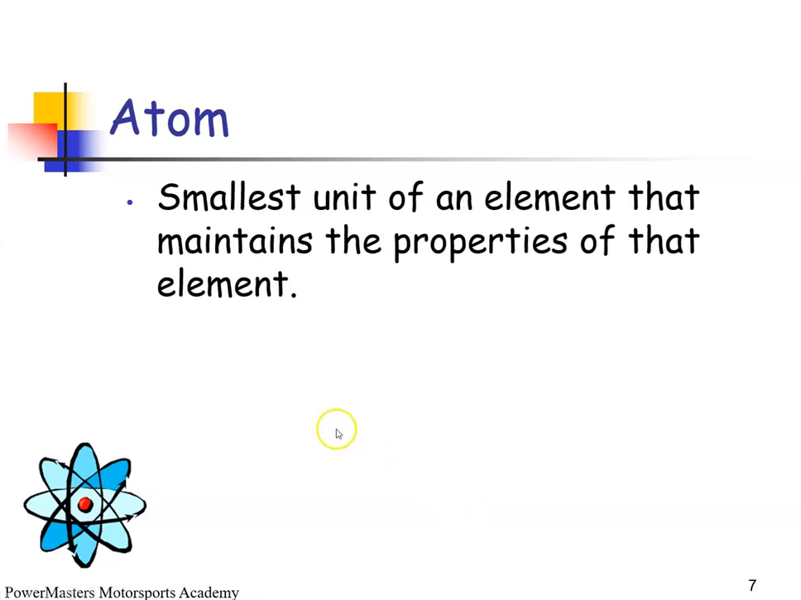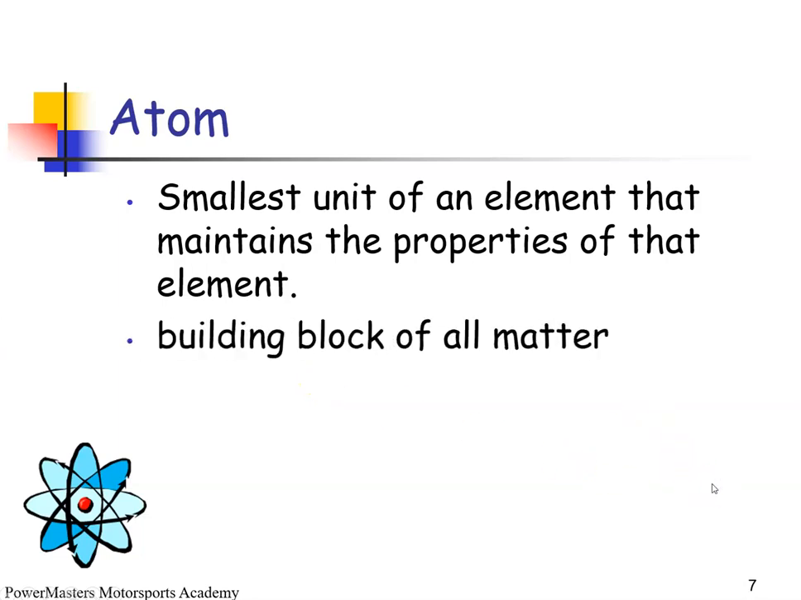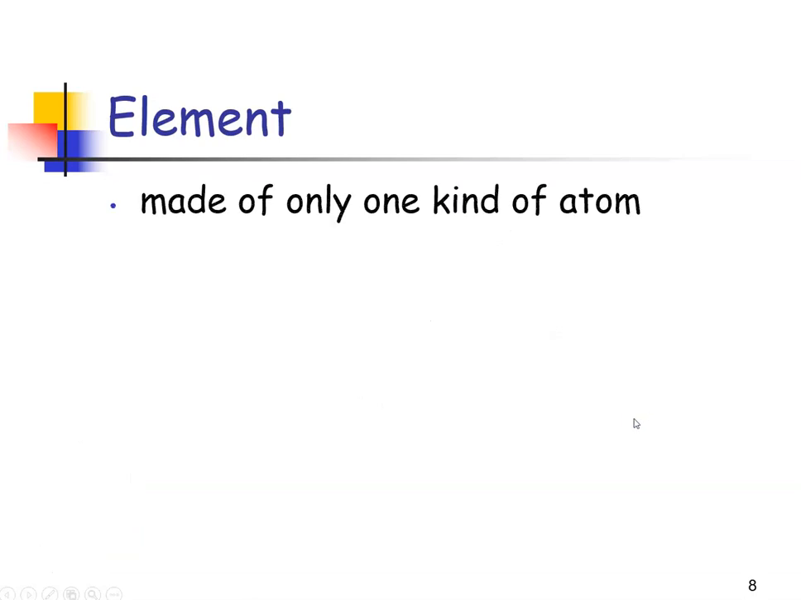Alright, let's talk about atoms. Atoms are the smallest unit of an element that still have the properties of that element. You've probably heard this before, the building block of all matter. Alright, elements only contain one type of atom.